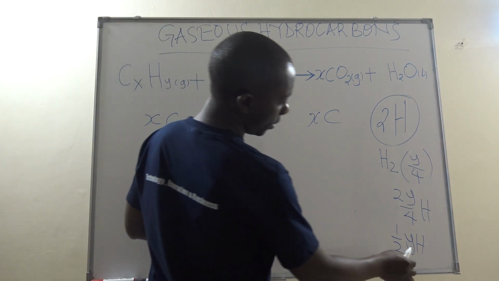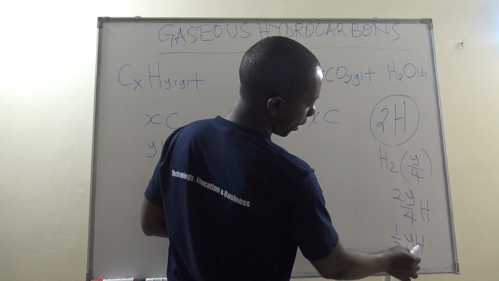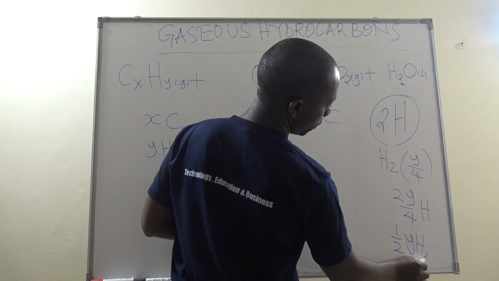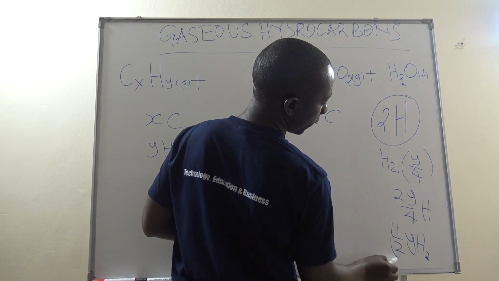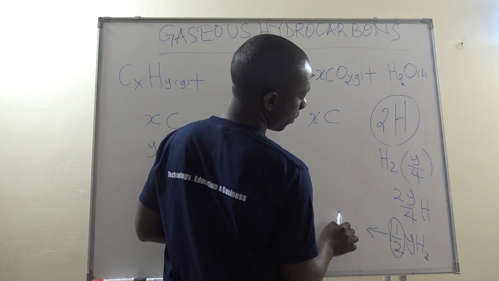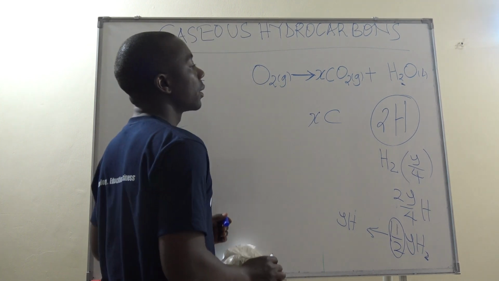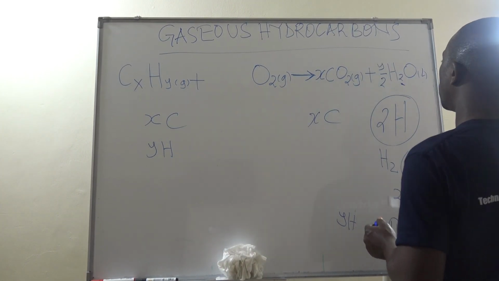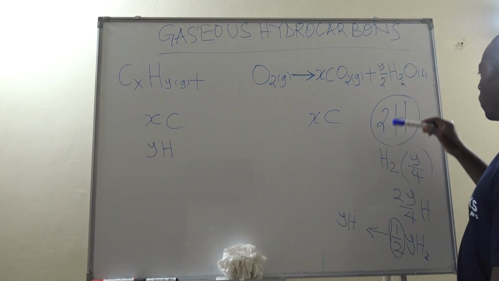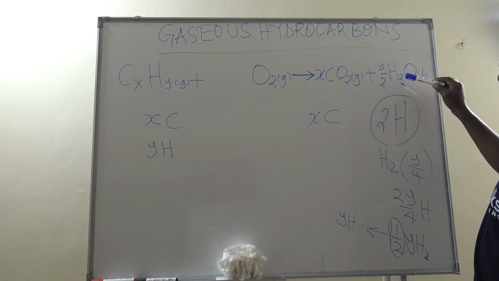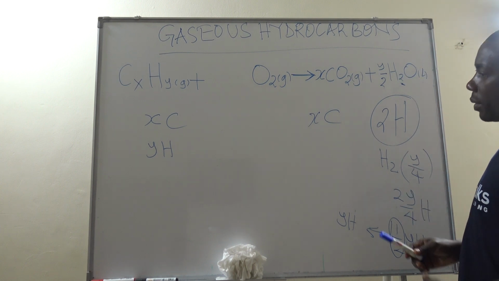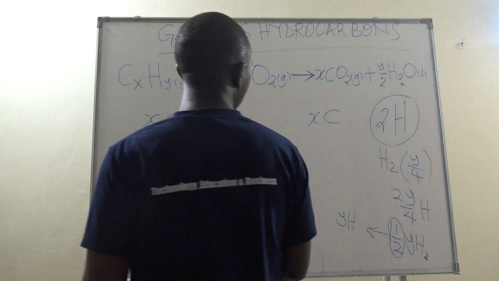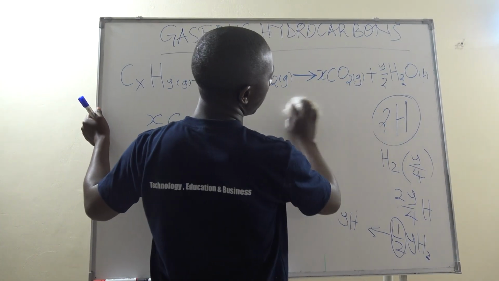But this half Y hydrogen, remember this hydrogen here has a 2. So that 2 will cancel out with this half, and we come up with Y hydrogen. That's why we go ahead and have Y over 2 here, so that this half times this 2 comes back to Y hydrogen. For that reason we say we have been able to balance the hydrogen atoms.